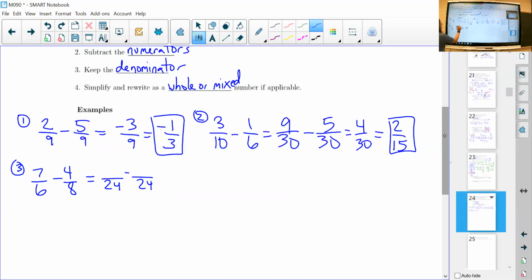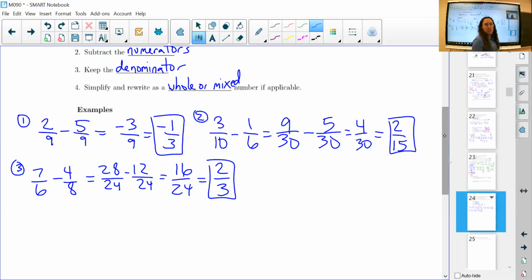7 times 4 is 28. This will be times 3, so 4 times 3 is 12. I get 16/24. Divide top and bottom by 8, I get 2/3. If I prefer, I can do this a different way. I can notice that 4/8 is really the same as 3/6. So I could even simplify first, call that 1/2 or 3/6, and get to my answer even more quickly.